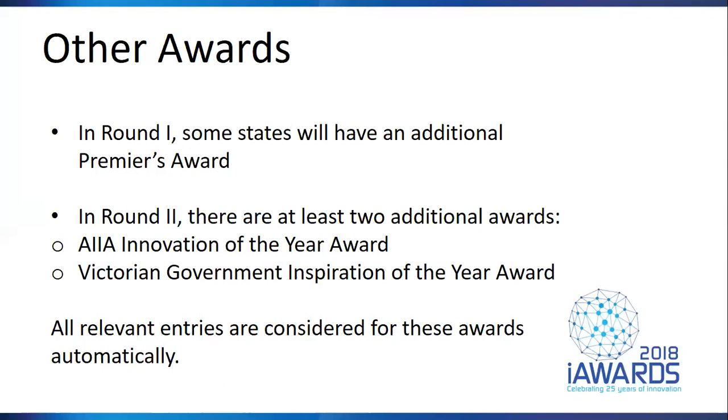In round 2, we have at least 2 additional awards that you could be in the running for if you make it to the national round. So we have the AIIA Innovation of the Year Award, and we also have the Victorian Government Inspiration of the Year Award. All relevant entries are considered for these awards automatically. So you don't need to reapply, you don't need to select anything. It's just an automatically rolled over thing that we do as part of your process into the awards program.